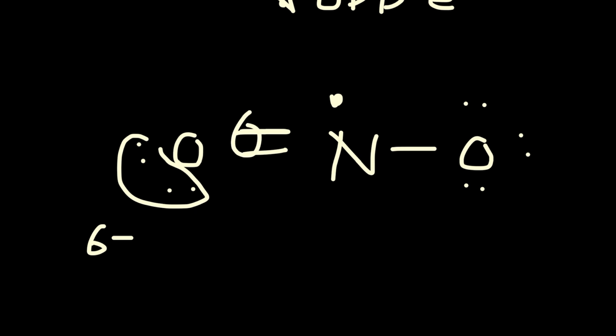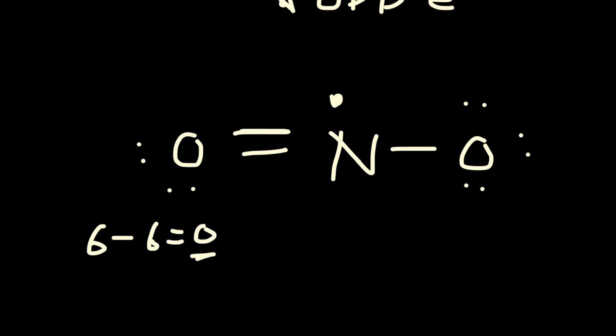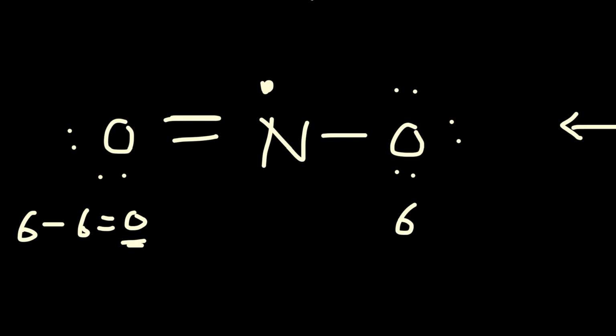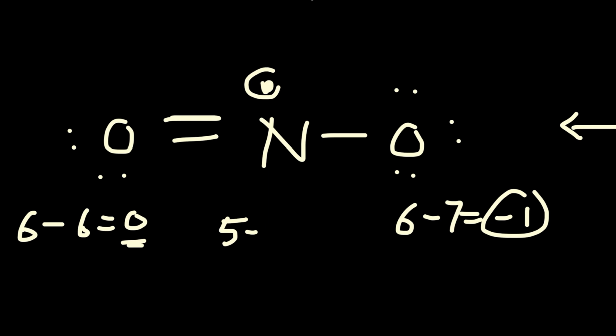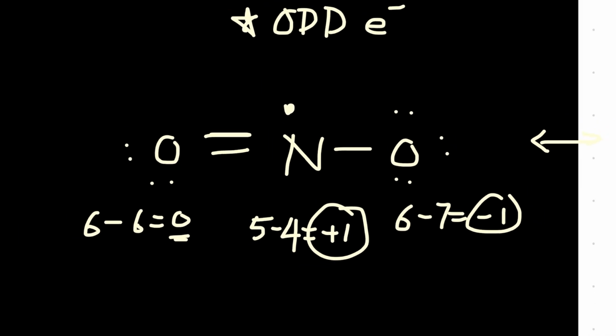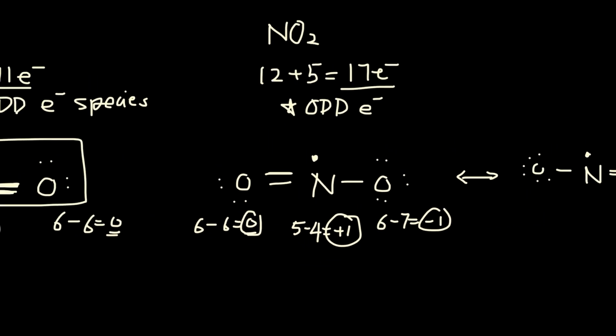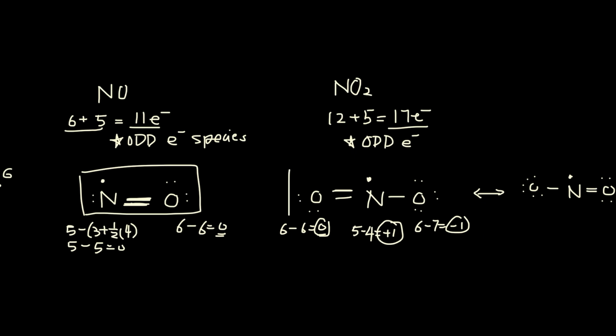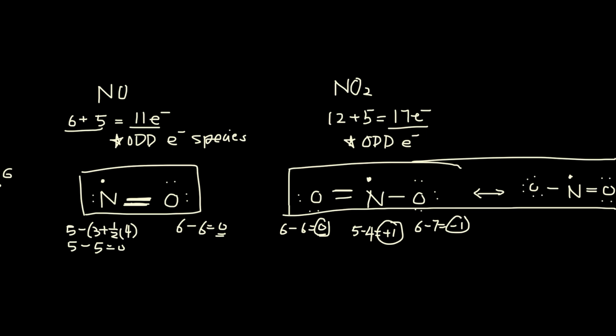4, 5, 6. The other oxygen has 6 valence electrons minus 6 electrons plus 1 more electron, the shared bond. That's going to be -1. Nitrogen has 5 electrons minus 1, 2, 3, 4. So nitrogen has +1 formal charge. And that is how you get the Lewis dot structures for these 2 octet rule exceptions.